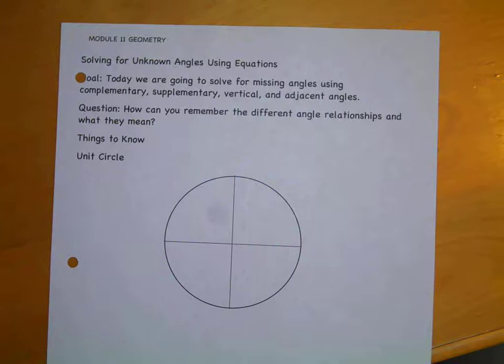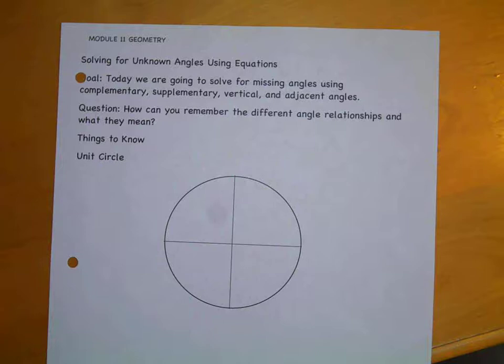This is Lesson 4, and it is called Solving for Unknown Angles Using Equations. Our goal for today is to solve for missing angles using complementary, supplementary, vertical, and adjacent angles. The question that I want you to be thinking about during today's lesson is, how can you remember the different angle relationships and what they mean?